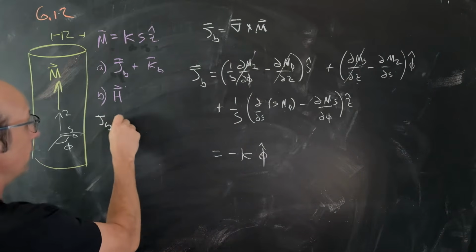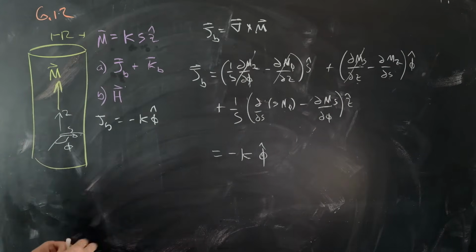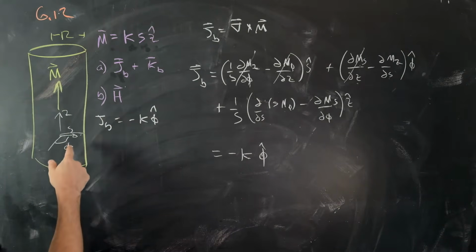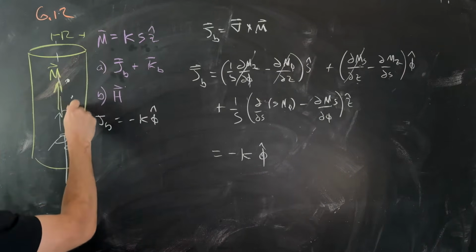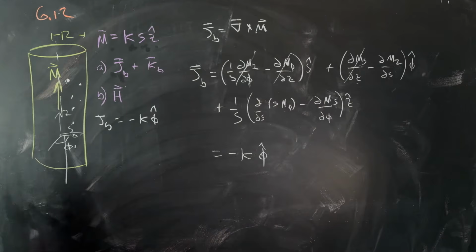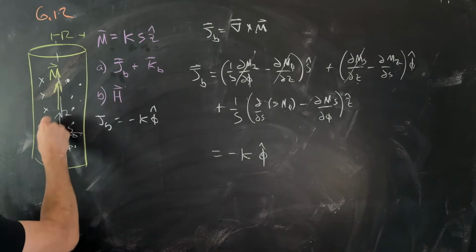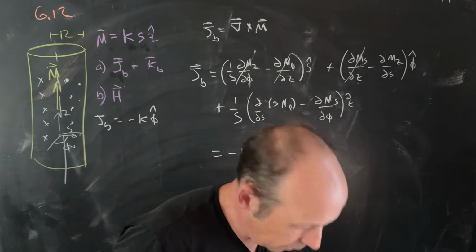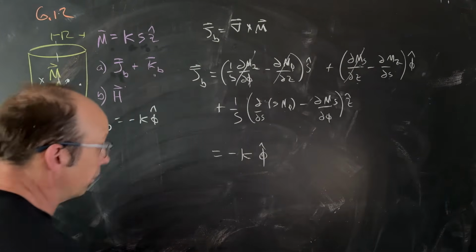So J_B is equal to negative k phi hat. If you were going to draw that, this is my z direction, and that's my positive phi direction. So this will be the negative phi direction. If I look at this, it's going to be coming out like that, and it's a constant current density. And then on the other side, it's going to be going in. That's right, constant current. I did that right. Yep, got it. Okay, so we have that. Now we need to find the surface current density.